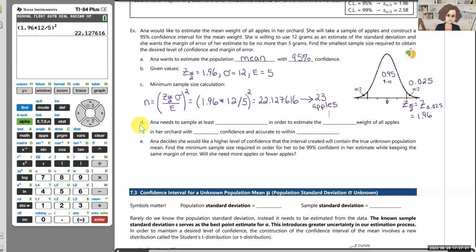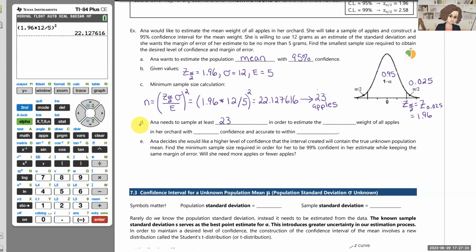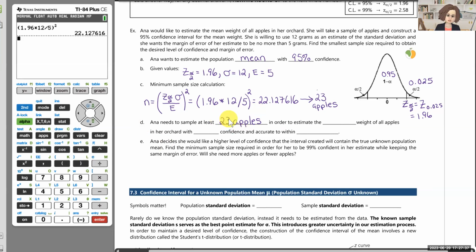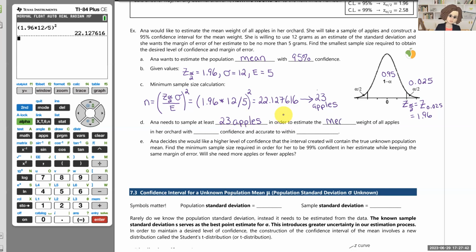All right, so Anna needs to sample at least 23 apples. Collecting more data would be great, because we can always feel better about estimating our population if we collect more data from it. So this is just the bare minimum. At minimum, 23 apples, if she wants to estimate the mean weight of all the apples in her orchard with 95% confidence and to be accurate to within 5 grams.